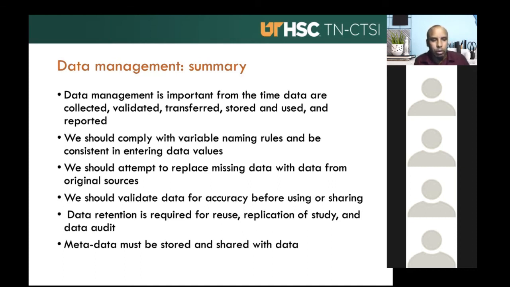Another important point when we talk about data management is that data privacy and confidentiality is very important. We have HIPAA compliance, so we have to make sure that we obey the requirements for data confidentiality. We have to make sure that the data shared between collaborators, and between the biostatisticians and epidemiologists, do not include protected health information.